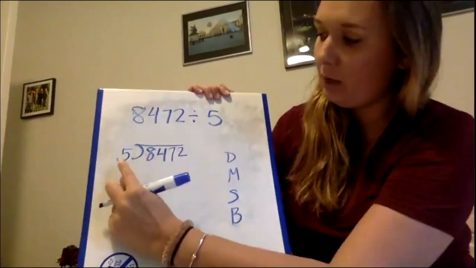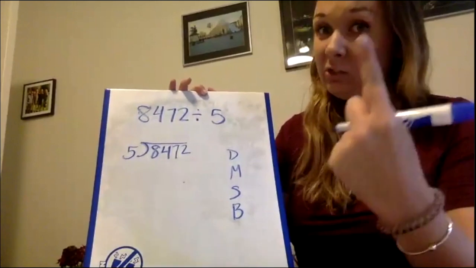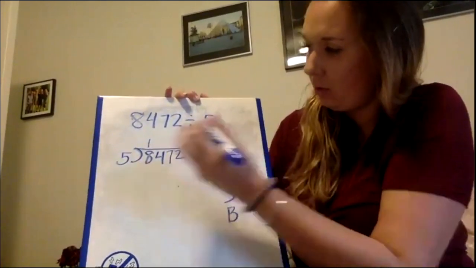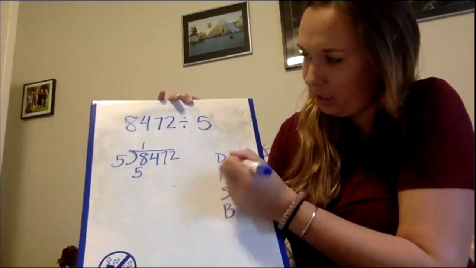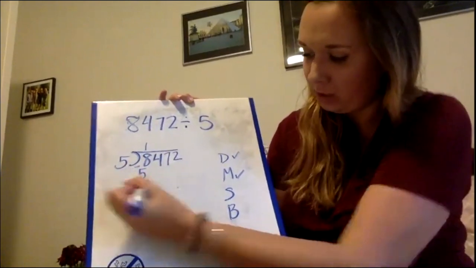So first I say, well, how many 5s fit into 8? 5, 10. 10 is too many, so I can only fit 1 5. 1 5 is equal to 5. That's multiplying. Now I'm going to see how many were left out if I only used 5. 3 were left out.